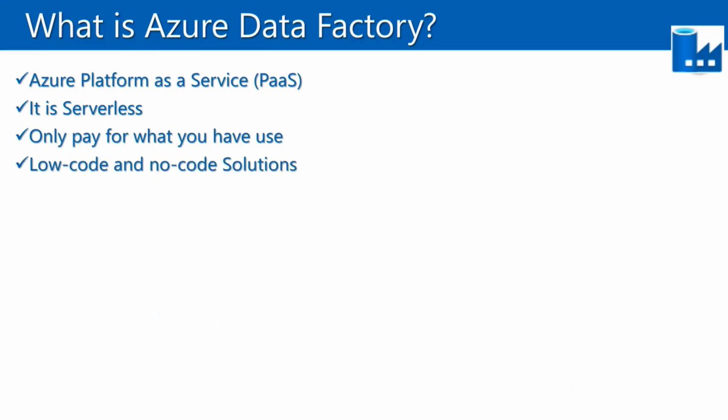And last but not least, it's a low code or no code solution. By just dragging and dropping components and setting a few properties, you can do your data movements, data transformation, you can apply pipeline automation, you can do pipeline orchestration. All these things you can do by just dragging and dropping components and setting a few properties in your Azure Data Factory. And because of that, you can build your pipeline very, very quickly.